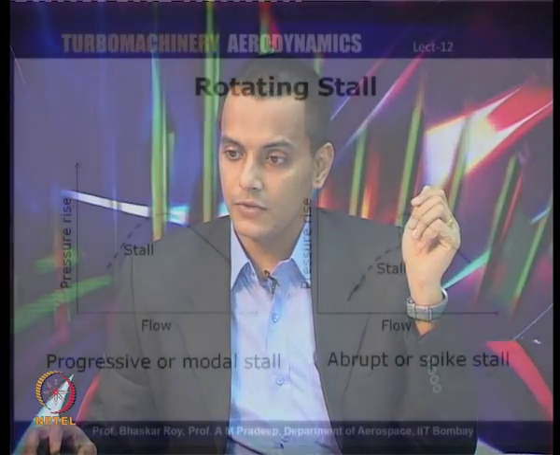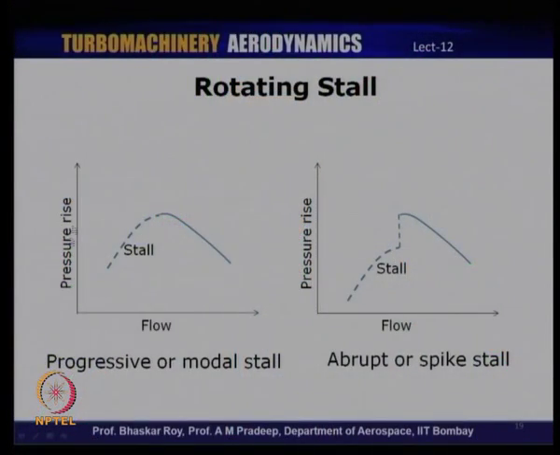On the graph that you see here on the left hand side, we have pressure ratio versus flow. The compressor characteristic operates all the way from choke with decrease in mass flow, or as we throttle the compressor, leading to higher and higher pressure ratio, up to the peak pressure ratio, and then the pressure ratio begins to drop. So, this is a typical progressive or modal stall inception.